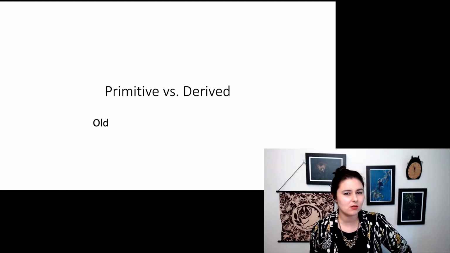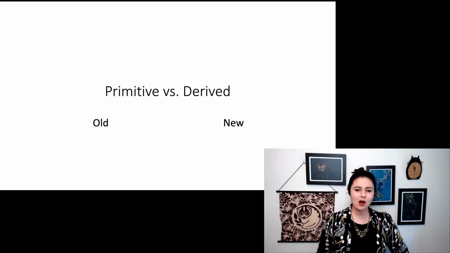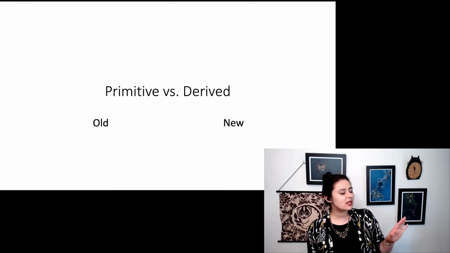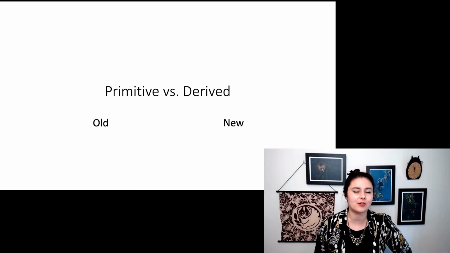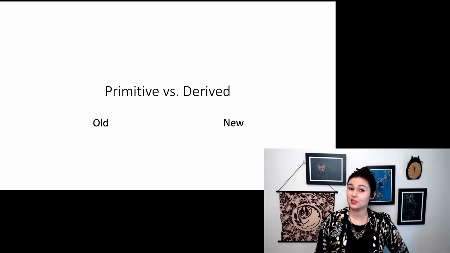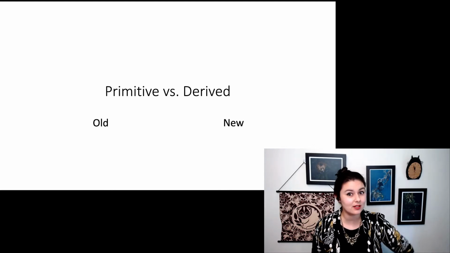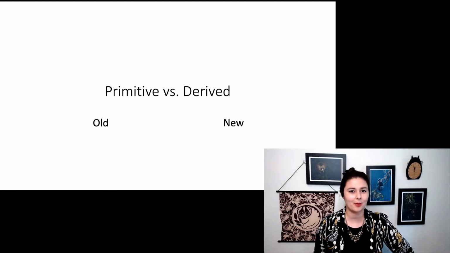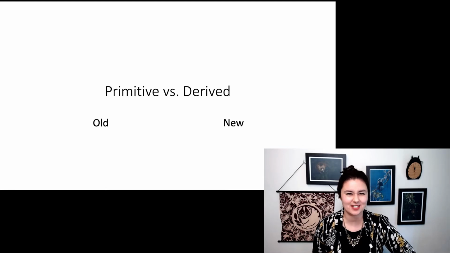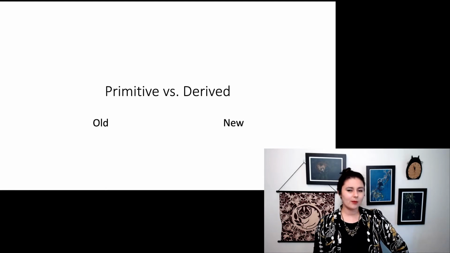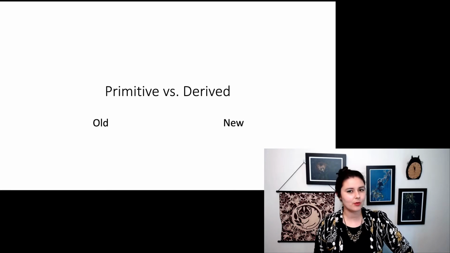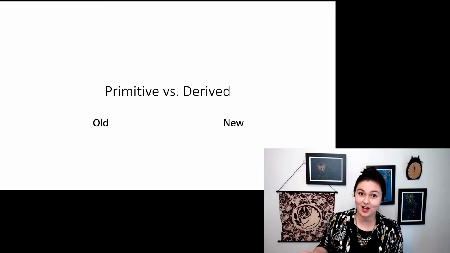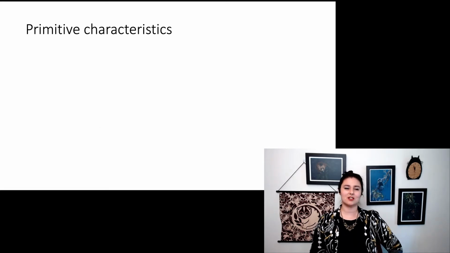Primitive just means old, and derived is new. All this means is a primitive trait is something old that's been around for a really long time. We inherited that from a very old ancestor. A derived trait is relatively new on the evolutionary timescale and is a much more recent adaptation. So when we're talking about primates, when we're describing them, we want to make sure we understand which traits are primitive and which traits are derived. So let's start with these primitive characteristics.